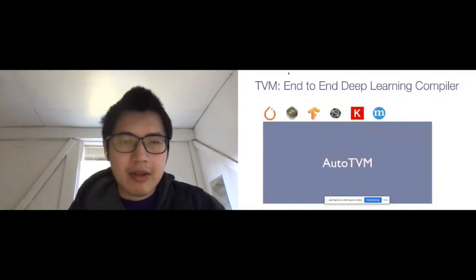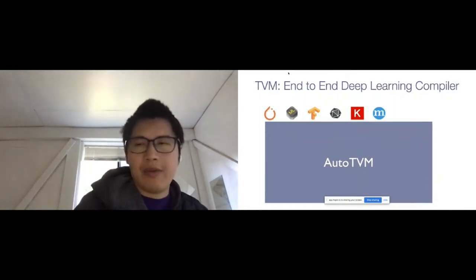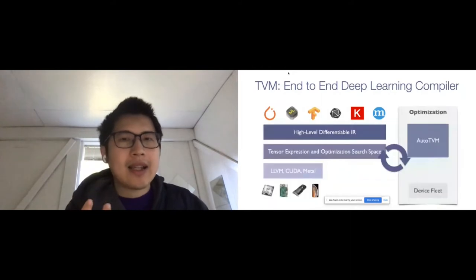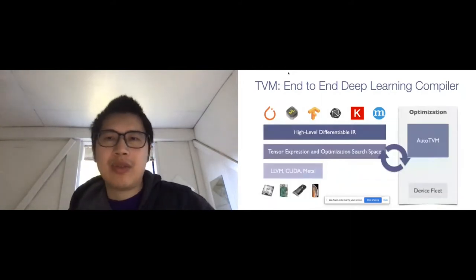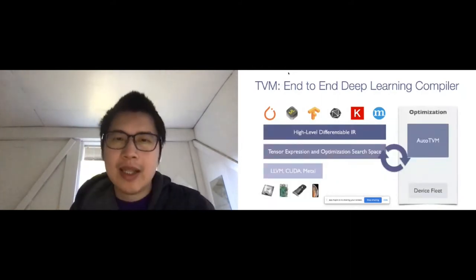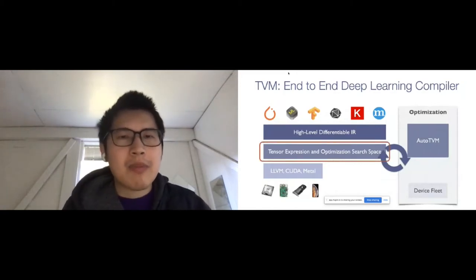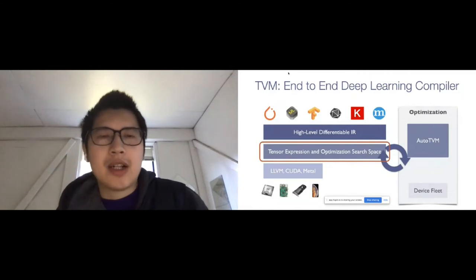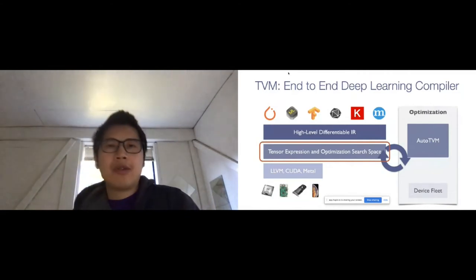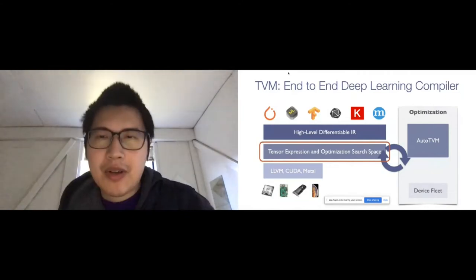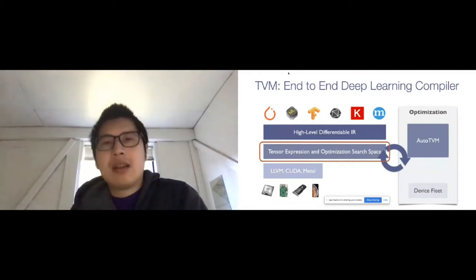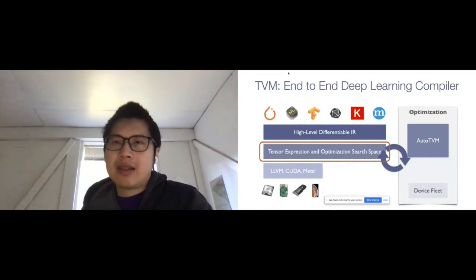So far, I've talked about the machine learning component of this. TVM is actually an end-to-end deep learning compiler that contains larger system components with machine learning at its core. So I'll talk a bit more about how we define a search space. For example, for a tensor expression, to recall, we want to define a search space that maps from a high-level expression to the low-level valid programs. And here, one of the most important things is how we define the search space.